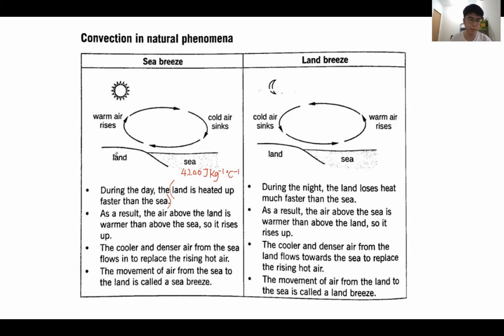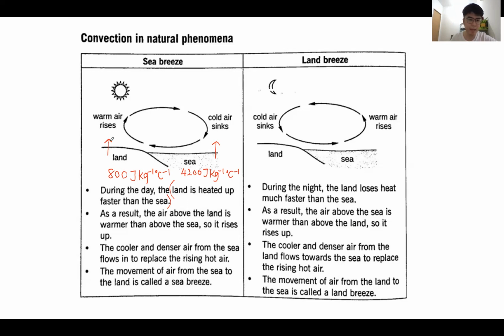Land, let's take an example of sand, is about 800 joule per kg per degree Celsius. It takes 4,200 joules to increase water by 1 degree. So which temperature will rise faster? Land will rise faster. So in the day, the land gets heated up faster than the sea.